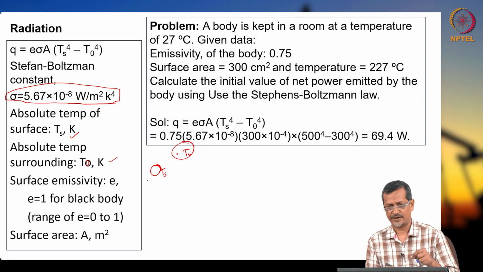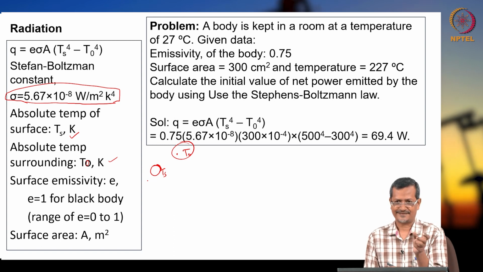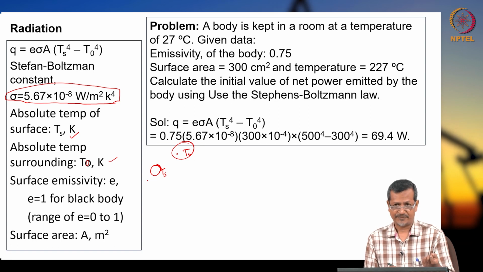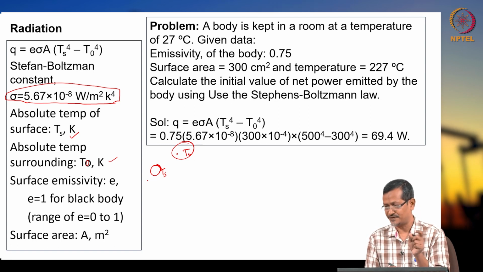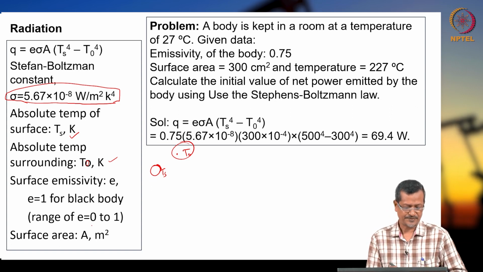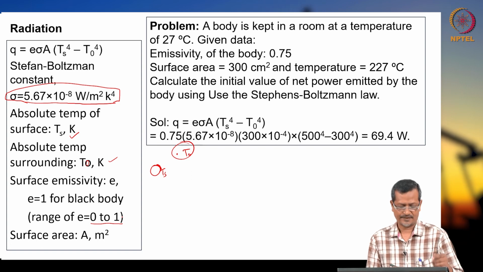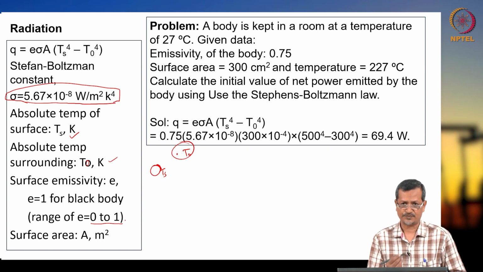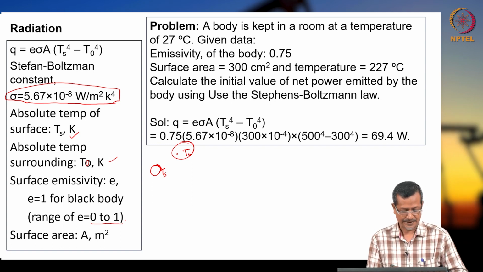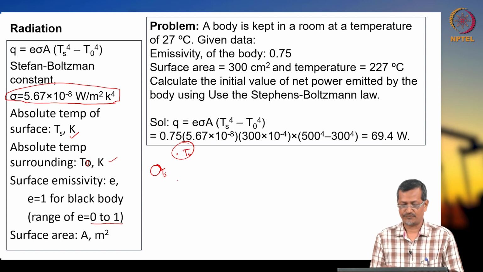If it is not a black body, in a problem sometimes I will say black body. If I write that, then you have to assume 1. In that case I will not give an emissivity value, but if I do not give the black body term, then I should give the emissivity value. Emissivity should be 0 to 1. If it is a perfectly white body reflecting, emissivity should be 0, and if it is absorbing, a black body, it is 1. Surface area A is in meter square. Everything is given in SI units, not in field units.